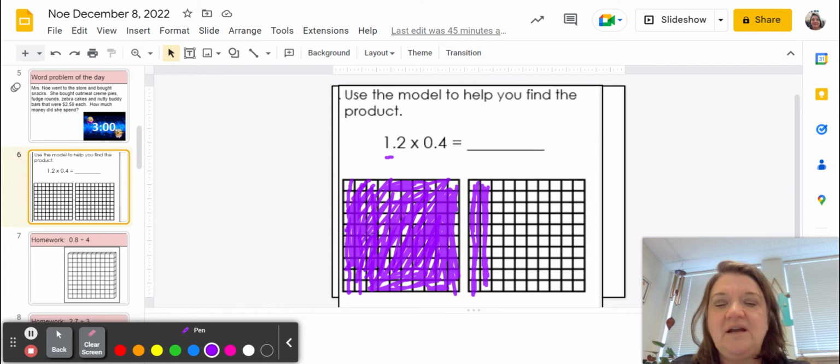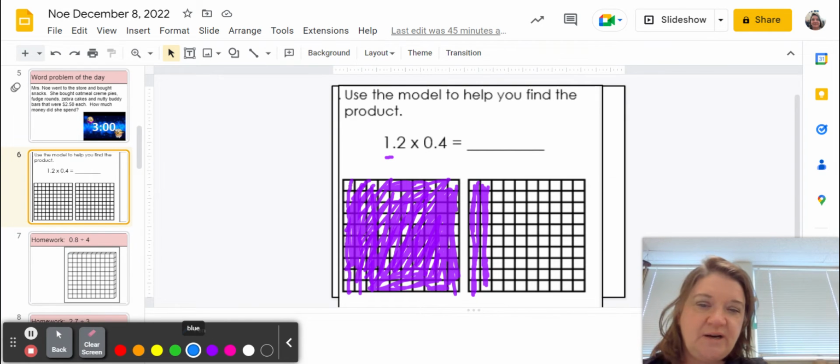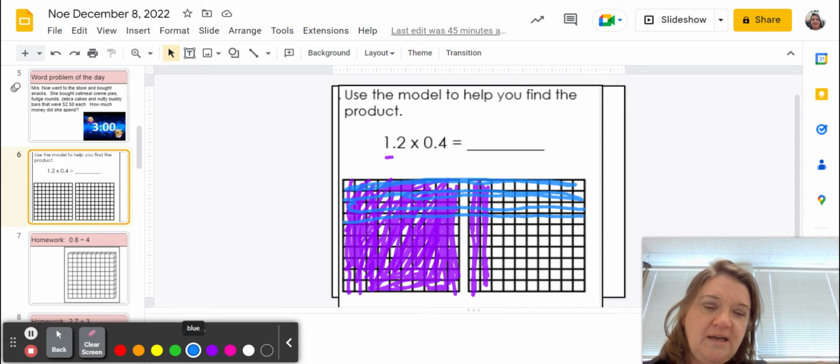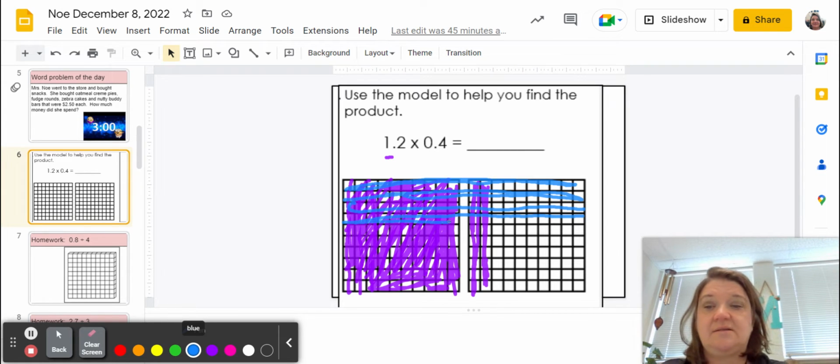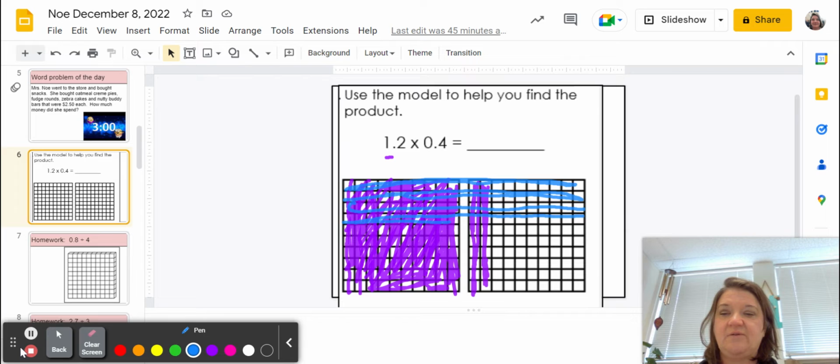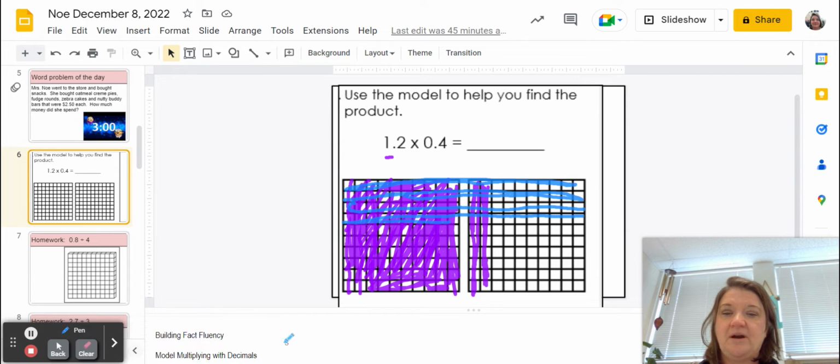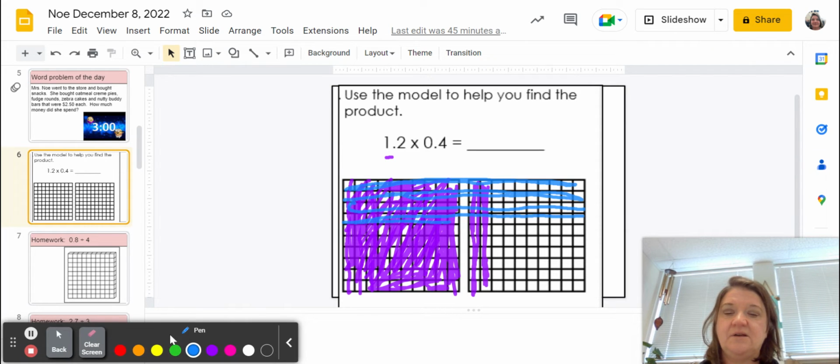Okay. But then also, how do I multiply that? Well, 4 tenths goes in the opposite direction. So the 4 tenths will be multiplied this way. Okay. 1, 2, 3, 4. Okay. And the part where they cross is the actual answer.